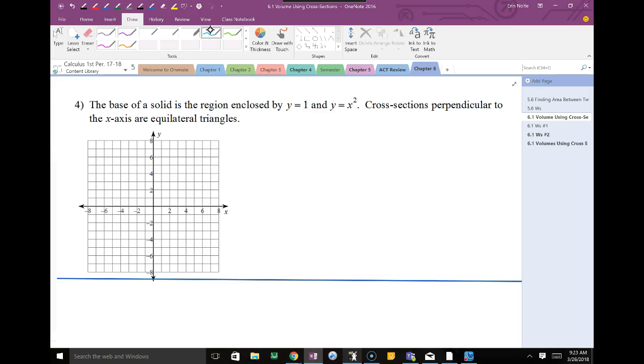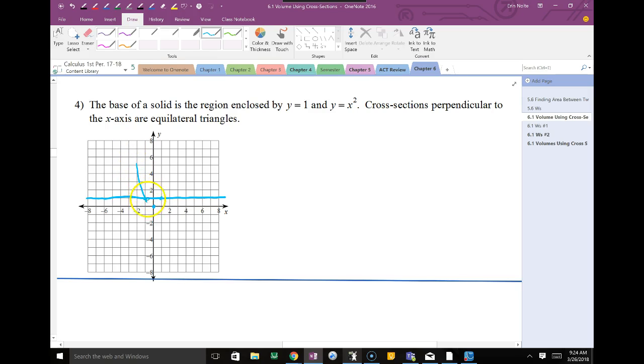So we have a base that's enclosed by y equals 1 and y equals x squared. If I was going to draw y equals 1, what does that look like? A horizontal line at 1, right? And if I was going to draw y equals x squared, what would that look like? A parabola, right, at 0. Okay, you guys are right with me.